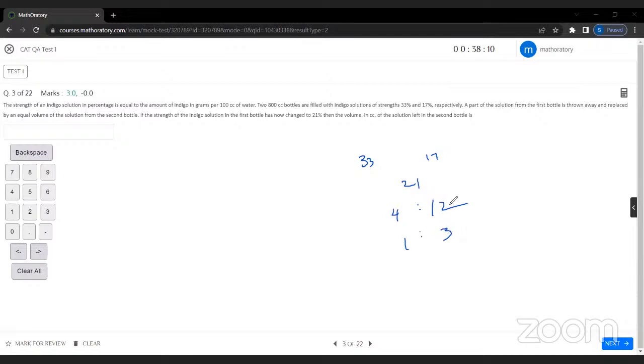But here 1 पहले throw 3 throw किया है and then 3 add किया है, right? So what are we looking for? Left in the second bottle, right? So 3/4 उधर से आ गया है, तो 1/4 of 800 होगा. So that will be 200. So let's mark that.